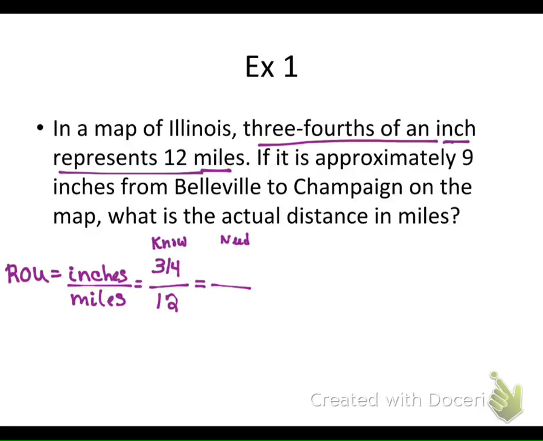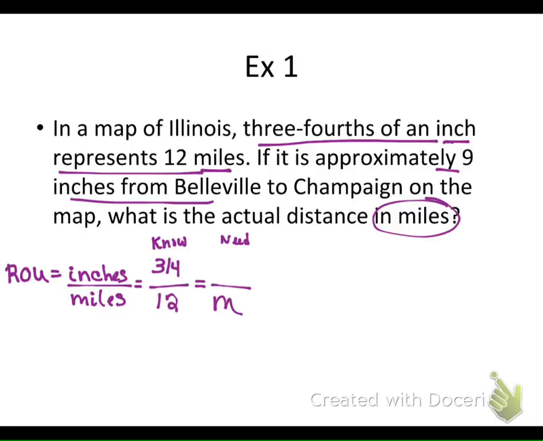So if it's approximately 9 inches from Belleville to Champaign on the map, what is the actual distance in miles? So what are we trying to find? So we're trying to find the distance in miles. What's the other number they give us, though? It's approximately 9 inches from Belleville to Champaign on the map. What is the actual distance in miles? So we don't know the miles, do we? So what are we trying to find in the second ratio? The miles. So what do we want our variable probably to be? M for miles.